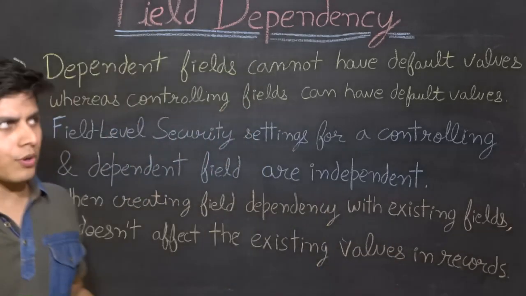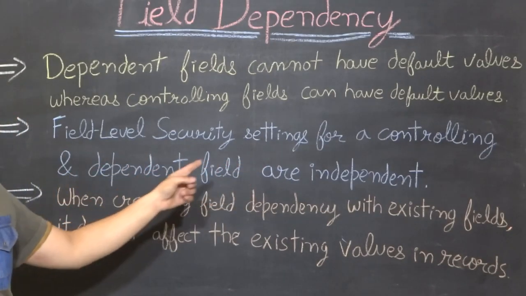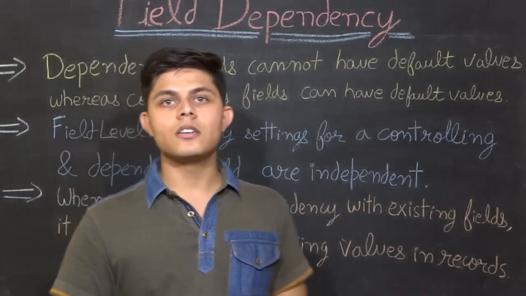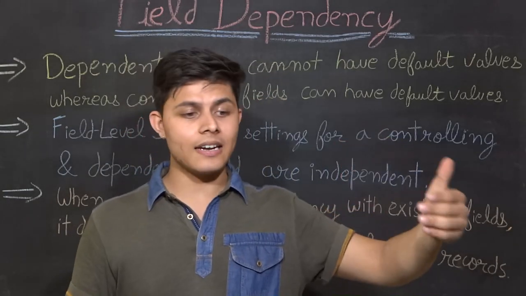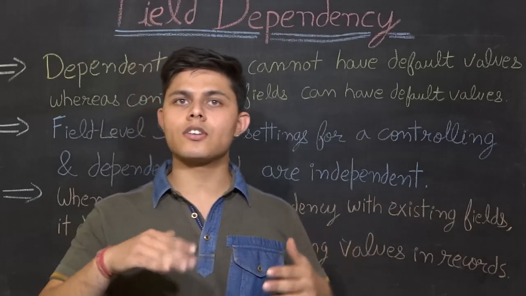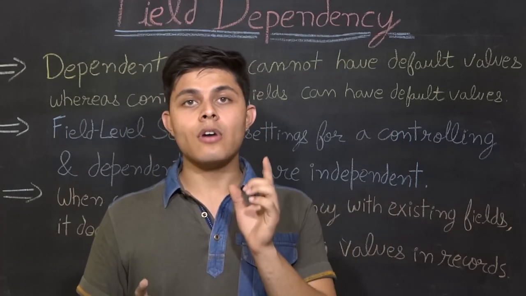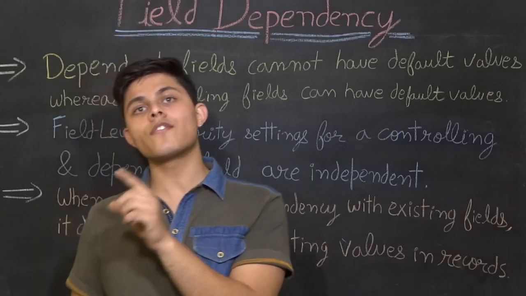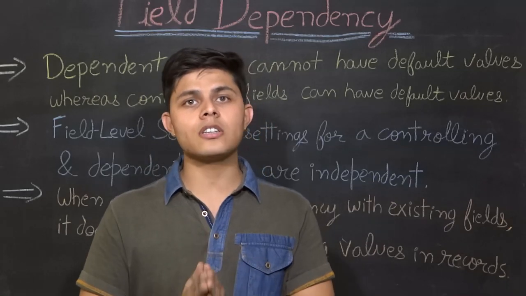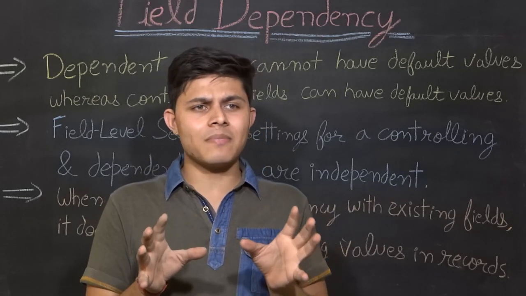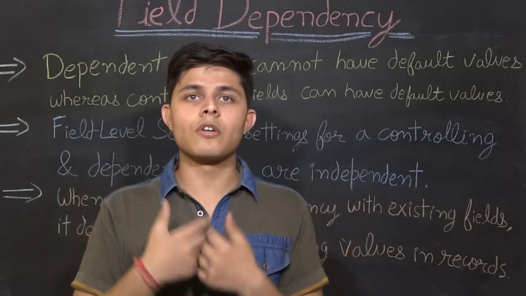That's it. Next point. Field level security settings for a controlling and dependent field are independent. Yes. You sometimes may think that if I hide the dependent field, the controlling field will automatically be hidden. No, it's not like that. You have to explicitly hide the controlling field also if you want to hide both of the fields. So make sure that field dependencies are independent of field level security. So please do not mix both of them.